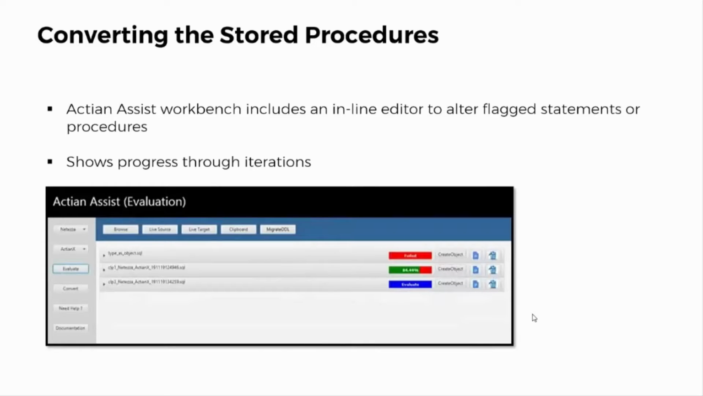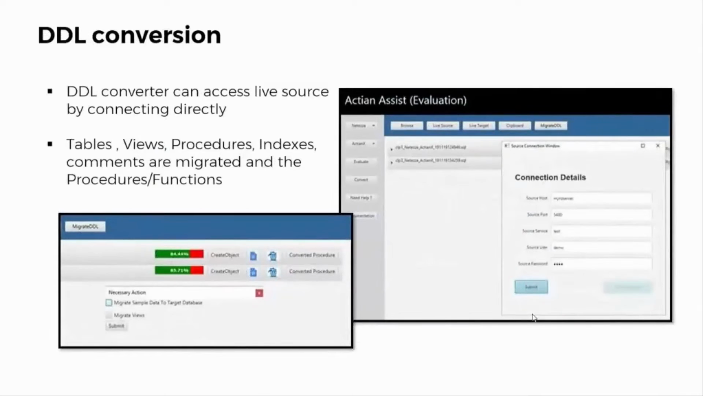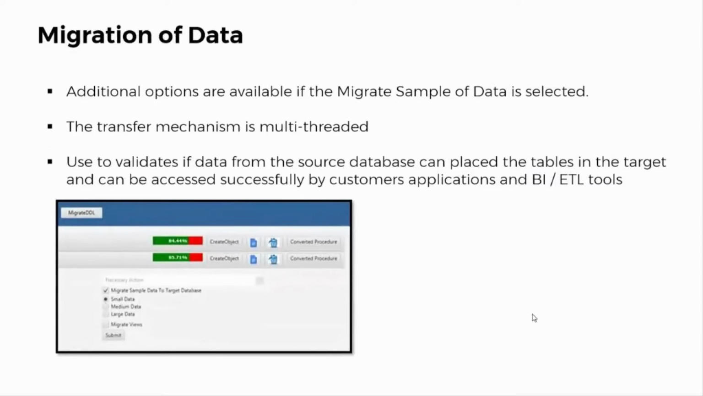You can basically view the code inside the database as well. And it converts DDL and actually helps you move the data across to the target database. So here's an example of migrating the sample database. You can take a sample subset and make sure the application is running. You can test your existing BI and ETL tools against it, as well as use the tool to make sure the database is functioning correctly.